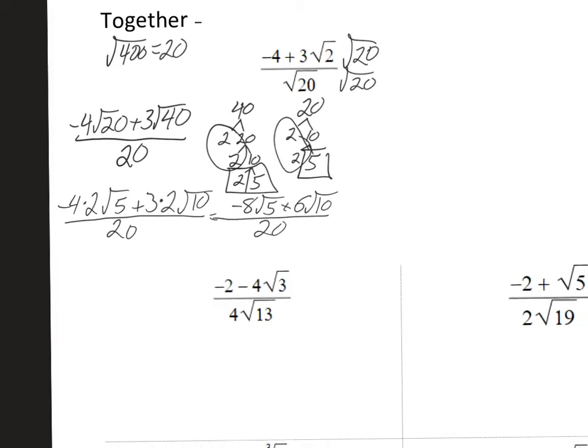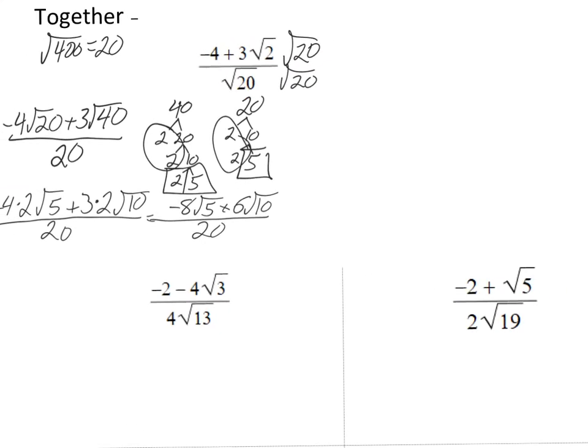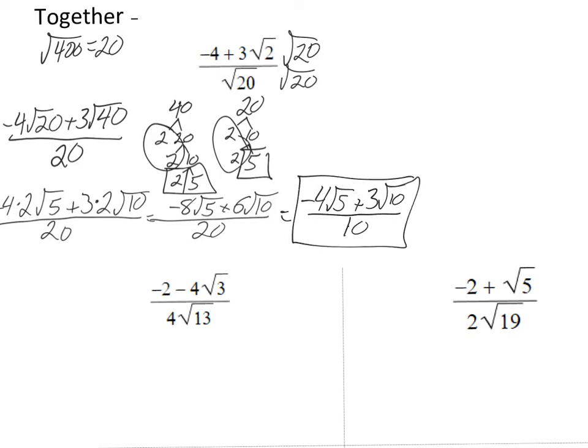Now I can simplify this down one more time. I can take out a 2 from everything. So negative 8 divided by 2 is 4, so I have negative 4 radical 5 plus 6 divided by 2 is 3 radical 10 over 10. That is my final answer.